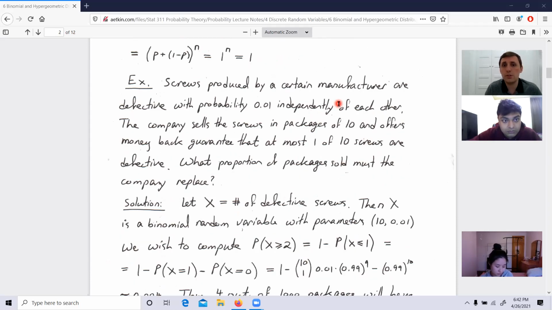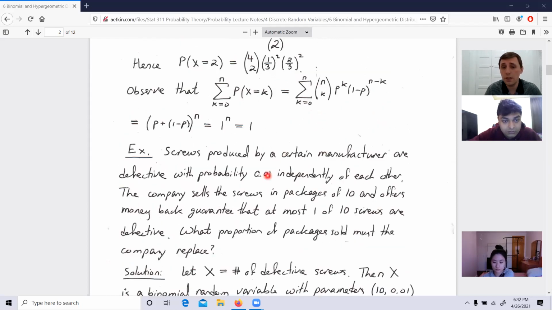Screws produced by a certain manufacturer are defective with probability of 0.01, independently of each other. In other words, 1 out of 100 screws is defective independently. And the company is selling those screws in batches of 10 and offers a money back guarantee that at most 1 of 10 screws is defective. What is the probability that a package must be replaced?